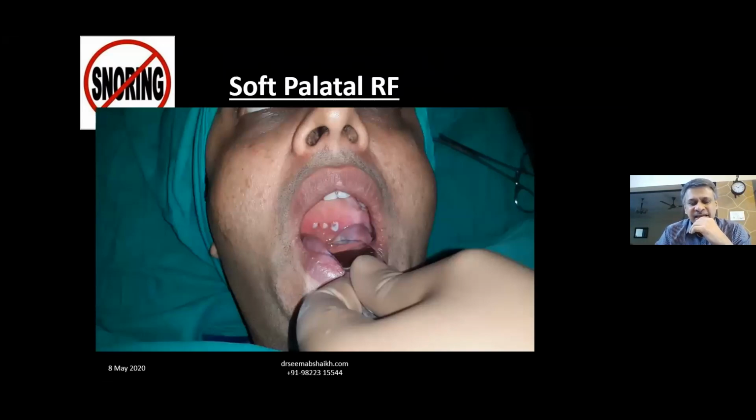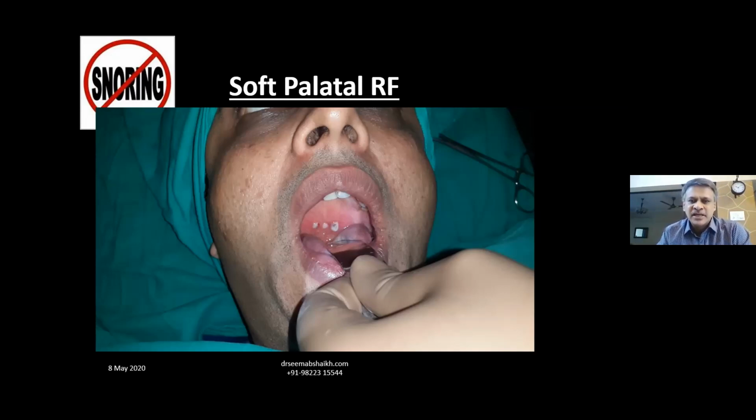Now, like I said, that was under GA. You can obviously do these very simply under local as you get the hang of it, and you need cooperative patients for that, because there's a lot of gag reflex, and then you have to pull down the tongue. You have to have them in a 30-degree up position. So it takes a little time. You need a little bit of cooperation from the patient, where he will not gag so much.